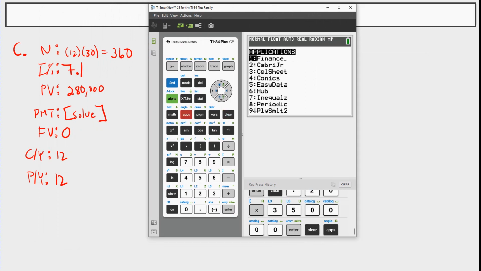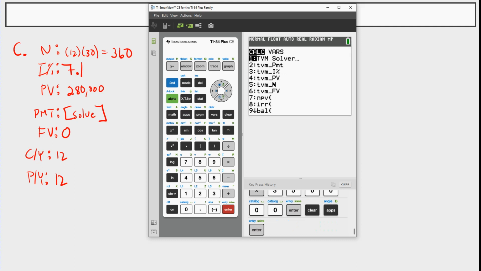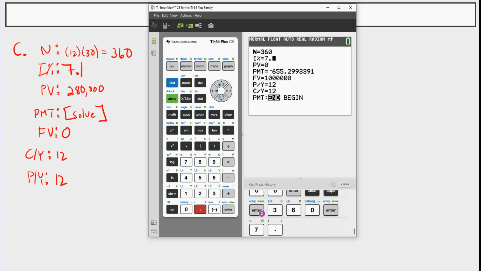So, all right, let's figure out what the monthly payment is. So apps, finance, TVM Solver. 360 payments, 7.1%. Present value of the loan is $280,000. We're going to come back to payment. Future value is 0. So how much is our monthly payment going to be on this loan? Remember, it's going to report it as negative, but when you go to report the answer, report it as a positive. So your monthly payment is going to be $1,881.69.